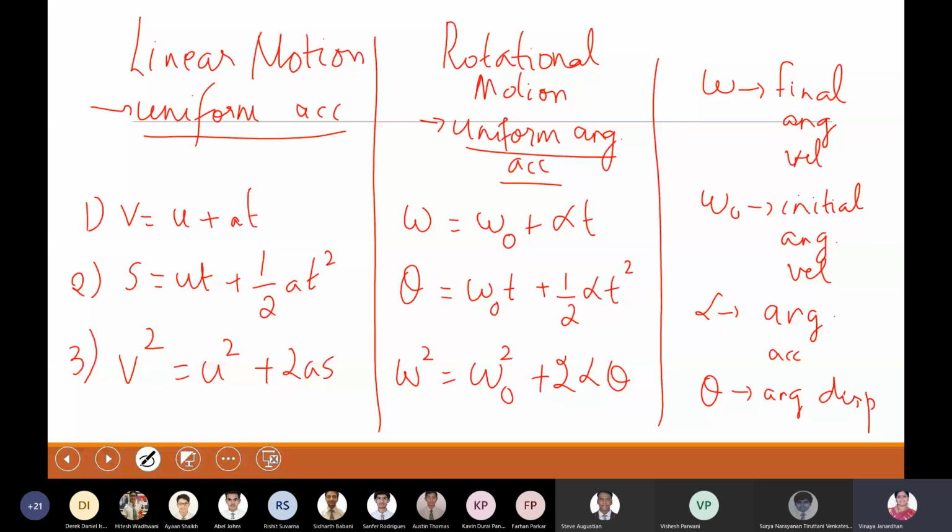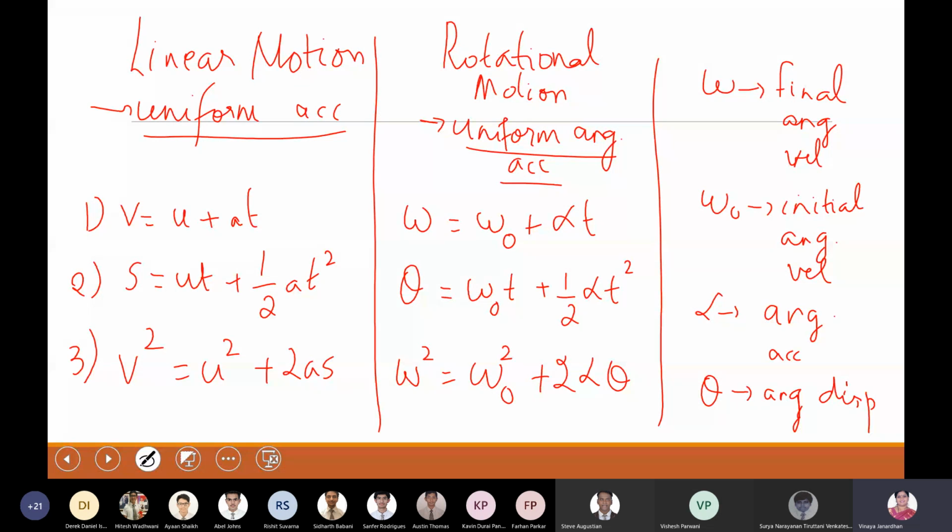By next week, I think within 3 days, we need to complete this chapter. Then we have to move to gravitation. Theta is what once again? Theta is angular displacement. I have written everything in short. Ang is angular, theta is displacement.